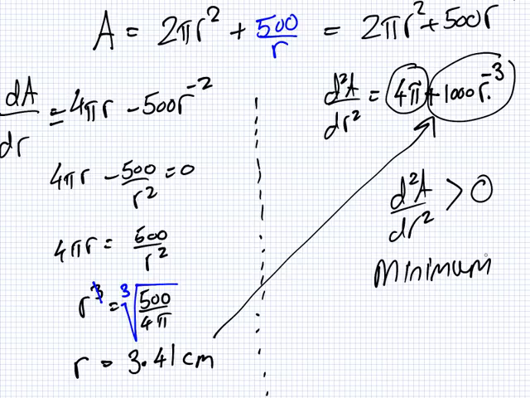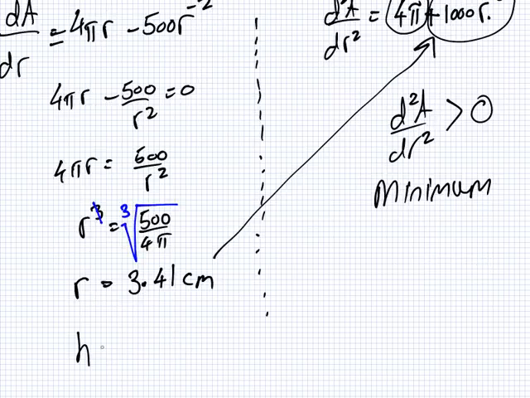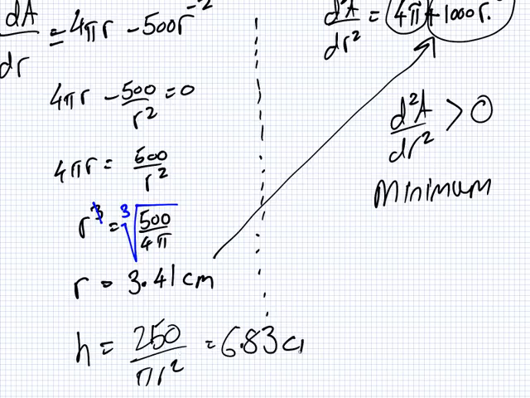Now I'm not quite finished. What do I still need to find? What do I not know? I don't know the height. So do you remember the height equals, what did we say earlier? 250 over pi r squared, was it? Okay, so 250 over pi r squared, and I get the height is 6.83 centimeters.